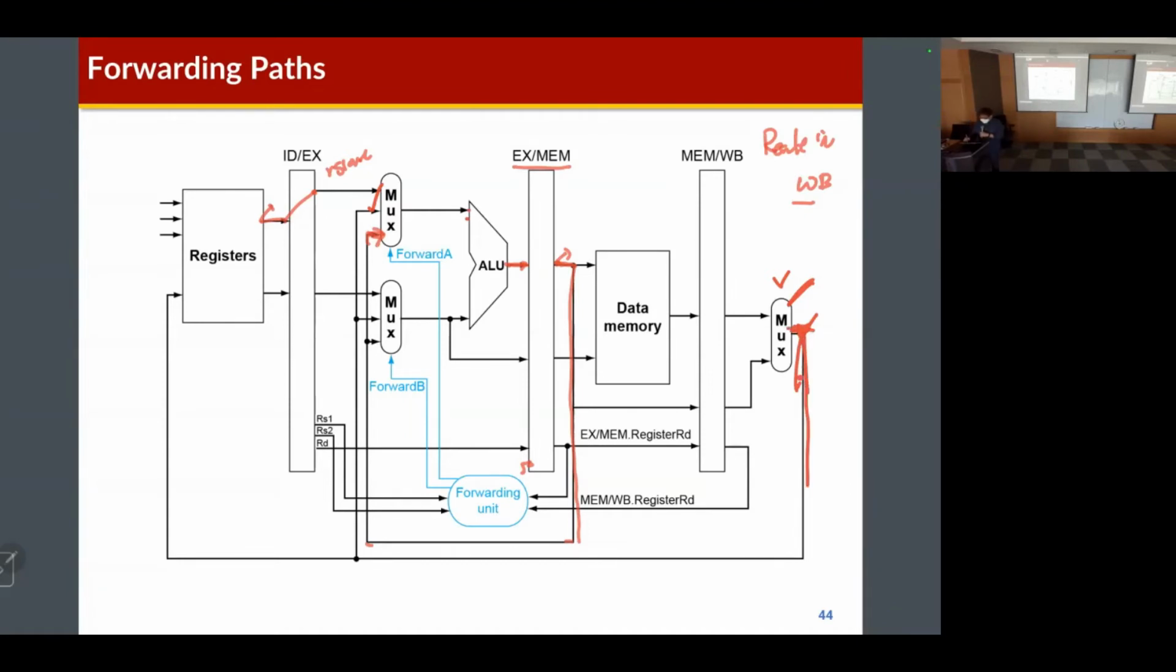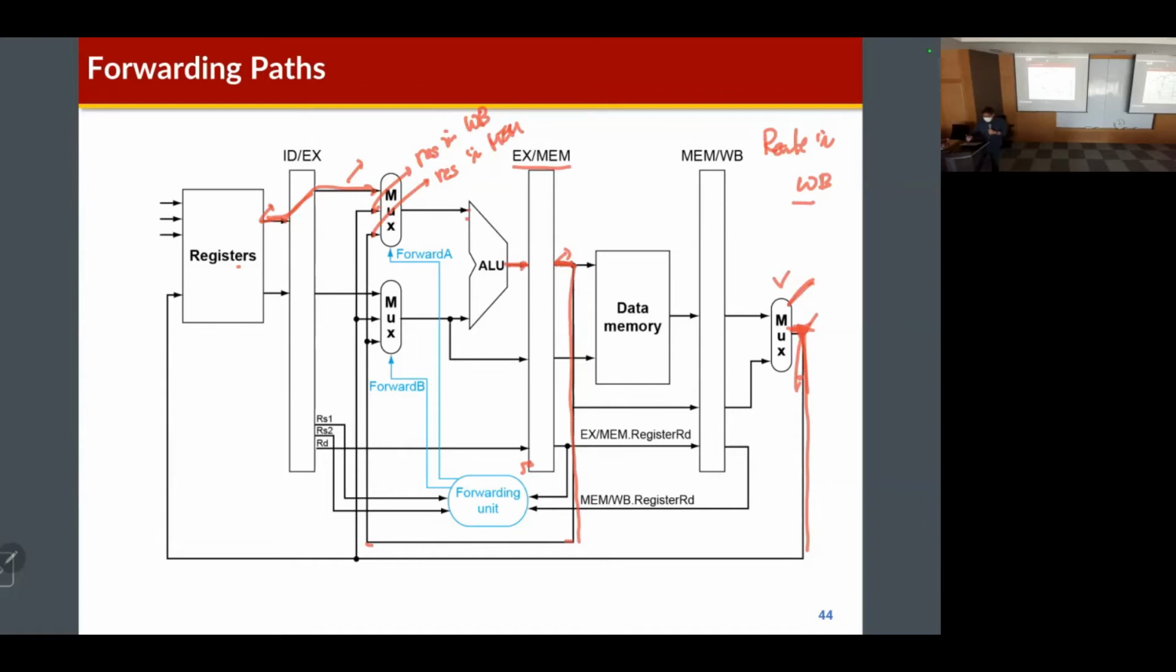This result is forwarded to the input of the multiplexer. Just focus on this multiplexer. It has three inputs. One of the inputs comes from the register file. This is the normal case. And for the forwarding case, there are two forwarding paths. One forwarding path is from the result in the write back stage, which is actually the output of the memory and write back pipeline register, but we can say that this is the result in the write back stage. Another forwarding path is the result in the memory stage, which is just the output of the execution and memory pipeline register.